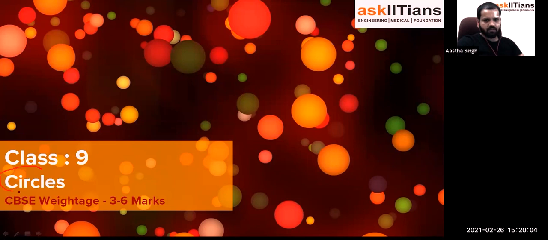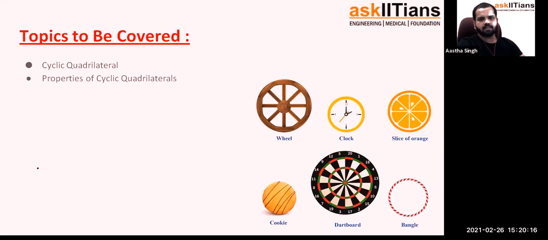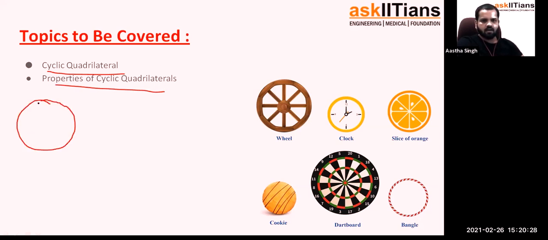We were discussing circles. We have read about the properties of a circle, tangents, and all. Today we'll discuss the cyclic quadrilateral and its properties. Let me just tell you here that a quadrilateral described within a circle is known as a cyclic quadrilateral, like ABCD.